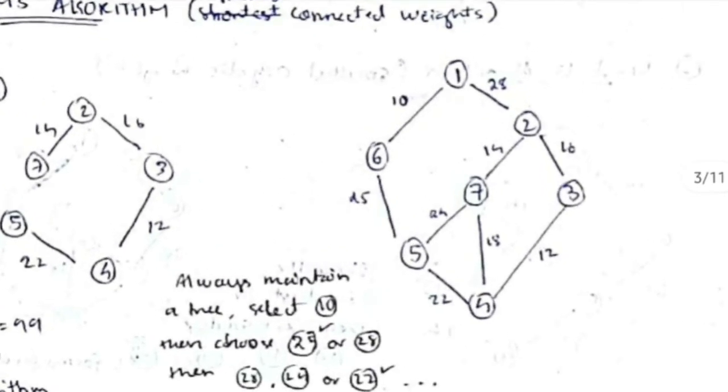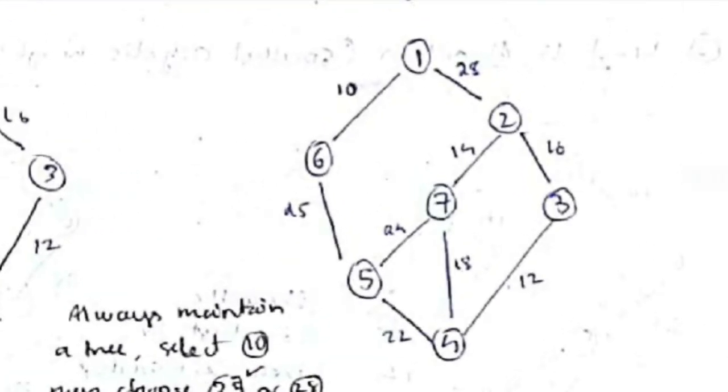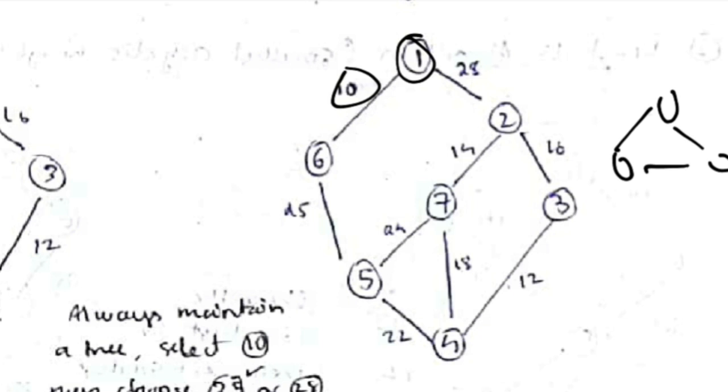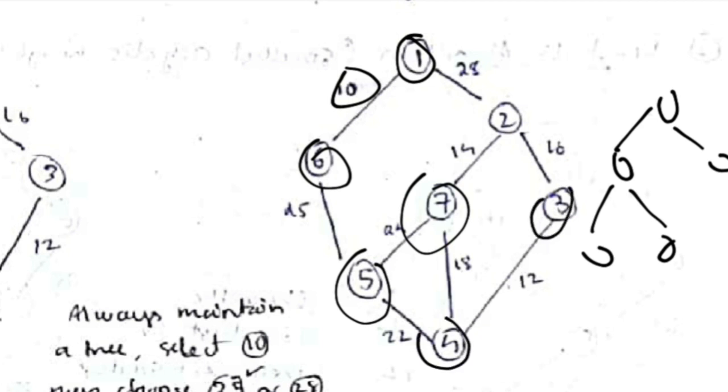Now let's see this graph here. In this graph, we have the weights and the nodes. When we create a tree, it won't have any cycles. We have to include all these vertices present here and find the minimum cost, meaning we have to find the tree in such a way that the addition of all these costs should be minimum.